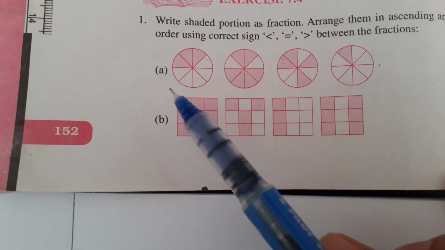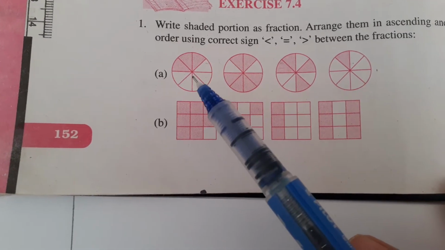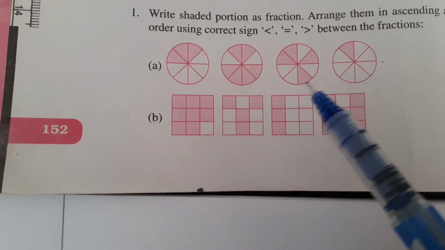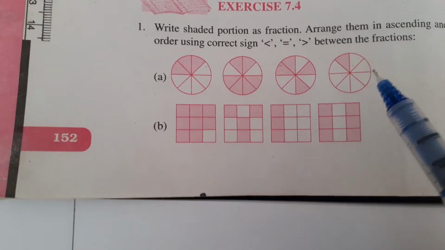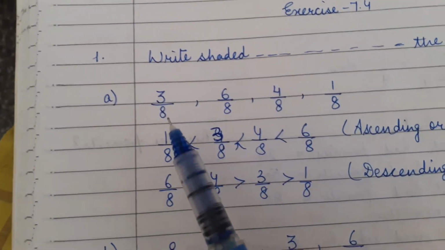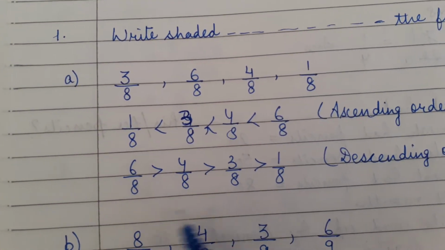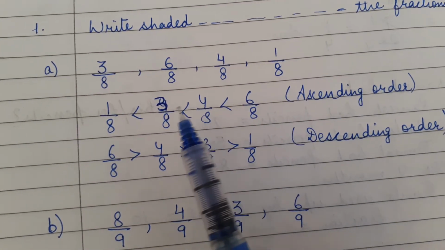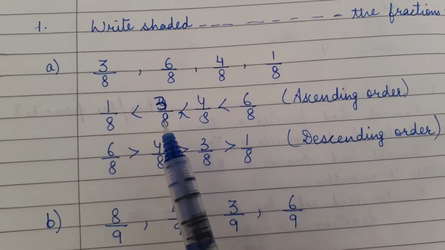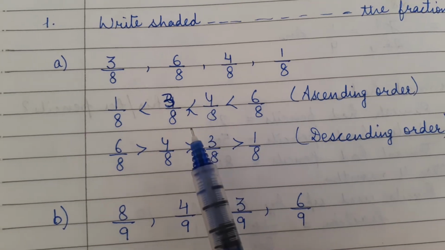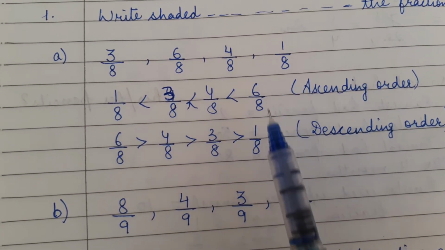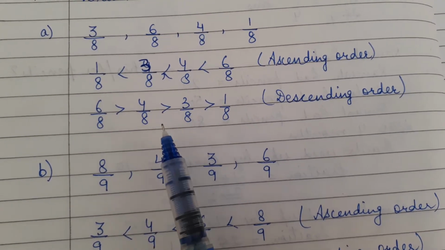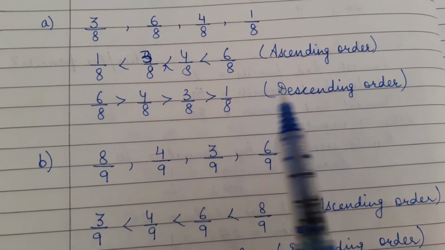The fraction of the first figure is 3 by 8, then it is 6 by 8, then 4 by 8, and then 1 by 8. Now we have to arrange all these fractions in ascending and descending order. As all the fractions are like fractions, in ascending order: 1 by 8, 3 by 8, 4 by 8 and 6 by 8. And in descending order, 6 by 8 first, then 4 by 8, 3 by 8 and 1 by 8.